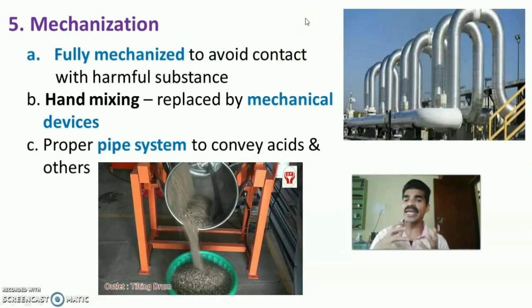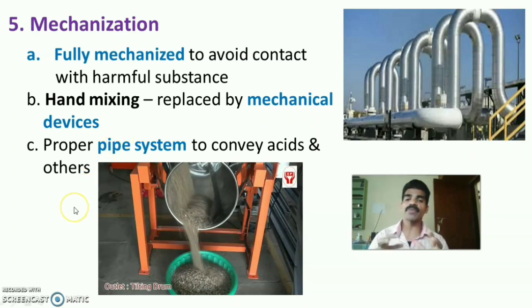Then the fifth point is mechanization. The industry or factory should be fully mechanized. The use of different machines to avoid the contact of the employees or workers with the harmful substance. So that means hand mixing, mixing of the chemical or something by hand, must be replaced by mechanical devices. All the mixing should be done with mechanical devices, which will prevent the chance for occupational diseases to the employees or workers.